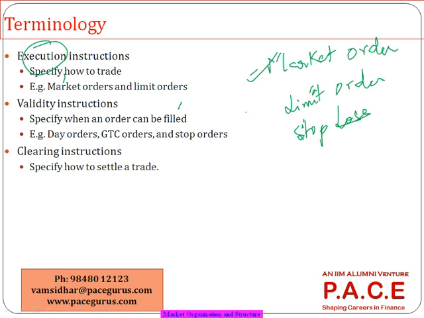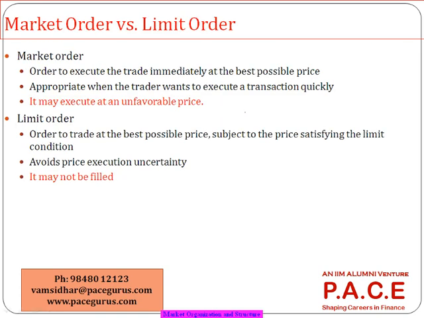And the third set of instructions are clearing instructions, which have more to do with the settlement process, like T+2 transactions, or where the money has to move from, or probably margin requirements. These are all something to do with the settlement process. The major instructions are execution related and validity related as far as the trading process is concerned. So market orders, we'll just go through them.